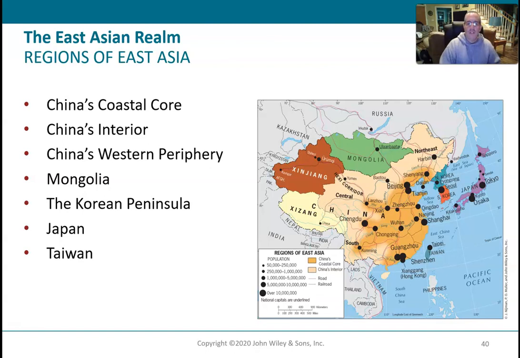These are the regions of East Asia. I'm going to let you go over this in your textbook, but basically you've got the countries, Japan, the Koreas, Mongolia, and then you've got China, which is kind of divided up into three: the coastal core over here, the interior in the middle, and then the western periphery out here.